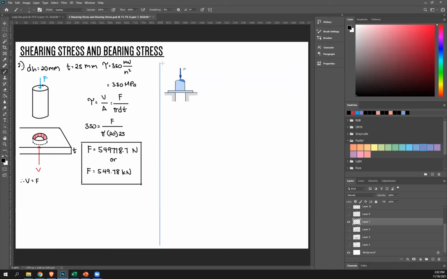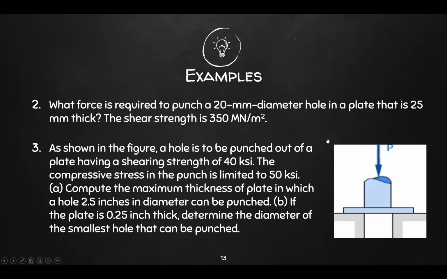So that's number 2. Now let's have number 3. As shown in the figure, a hole is to be punched out of a plate having a shearing strength of 40 ksi. The compressive stress in the punch is limited to 50 ksi. Letter A, compute the maximum thickness of plate in which a hole 2.5 inches in diameter can be punched. And letter B, if the plate is 0.25 inch thick, determine the diameter of the smallest hole that can be punched. Once again, let's analyze.